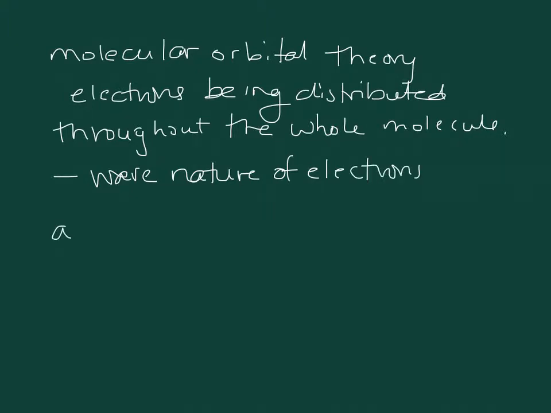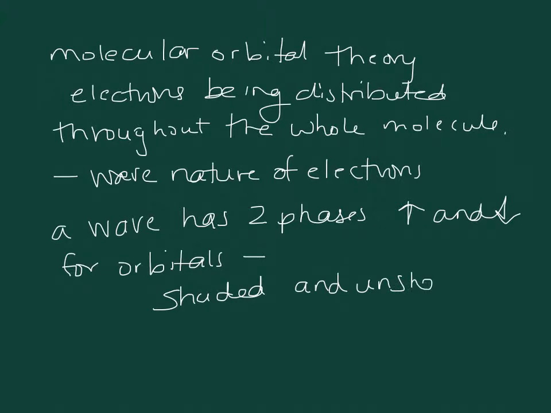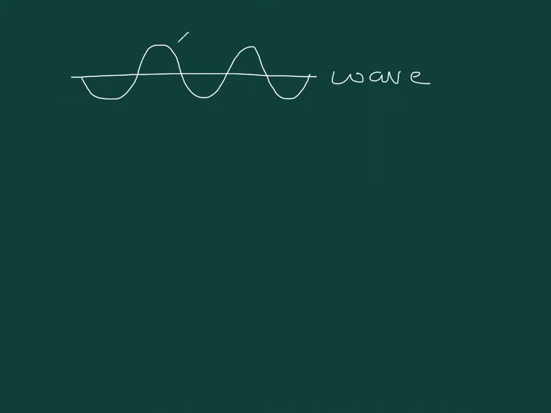Now, a wave has 2 phases, up and down. So for orbitals, we can represent these phases as shaded and unshaded. So let's just draw a wave. Okay, so these are different phases of a wave, and the idea here is that we'll have this be up, will be shaded, and down will be unshaded.